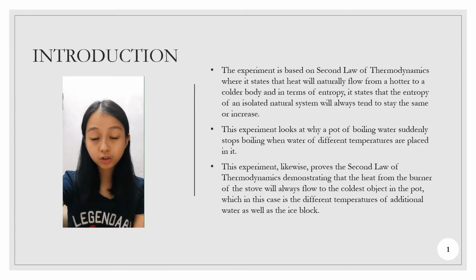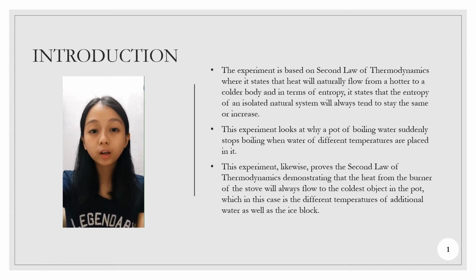So for the introduction, the experiment we did is based on the second law of thermodynamics, where it states that heat will naturally flow from a hotter to a colder body. And the second law of thermodynamics, in terms of entropy, states that the entropy of an isolated natural system will always tend to stay the same or increase. This experiment looks at why a pot of boiling water suddenly stops boiling when an ice block or water of different temperatures are placed in it.